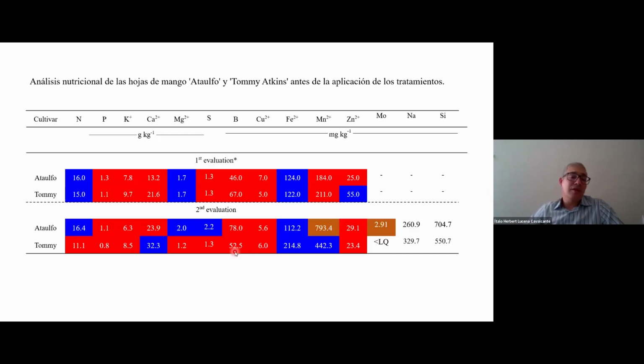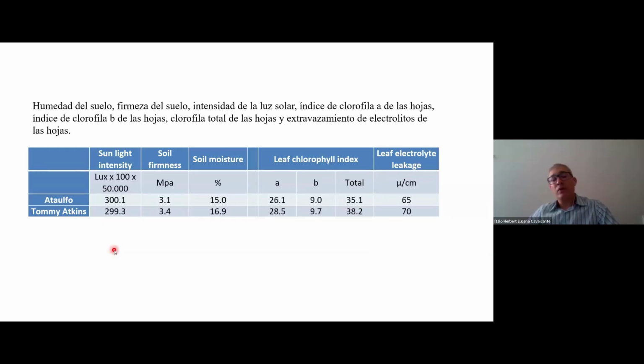boron here was extremely low. I can't remember what the range was for Tommy and boron, but it should be at the very least above 120, and yet we recorded 52.5. Zinc over here was extremely low at 23.4. So we did compare what was observed between the soil and the leaves. When I showed you the soil classification, we saw more parameters in blue than in red, but now I'm seeing more red parameters than blue that pertain to the leaves.